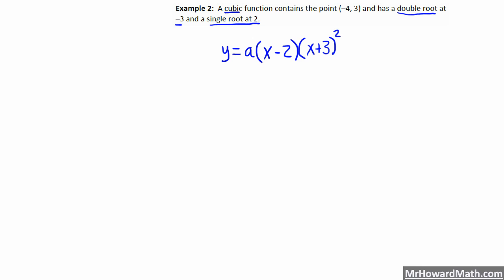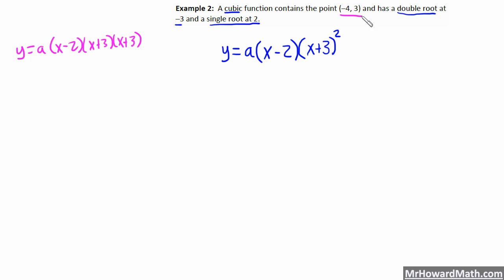All right, off to the side here, realize we could also write this as y equals a times x minus 2 times x plus 3 times x plus 3. Okay, we could do that, but this is simpler, right? This is a simplified version, so this is what we're going to go with. I would accept this, but this is actually a better way to write it. Okay, so let's just start filling this in.